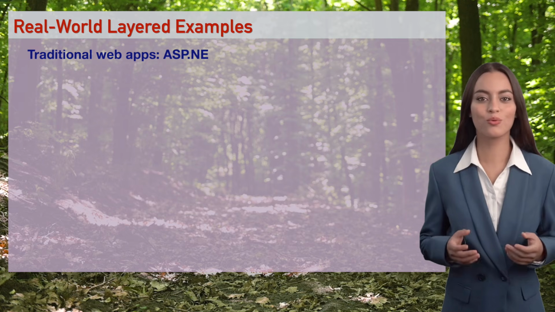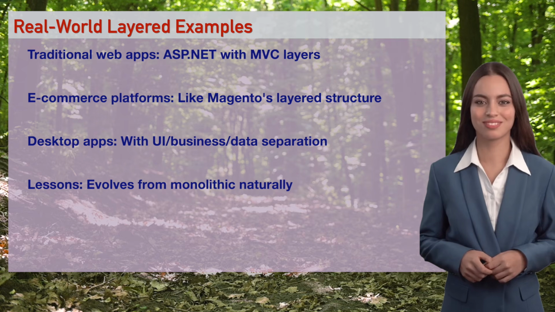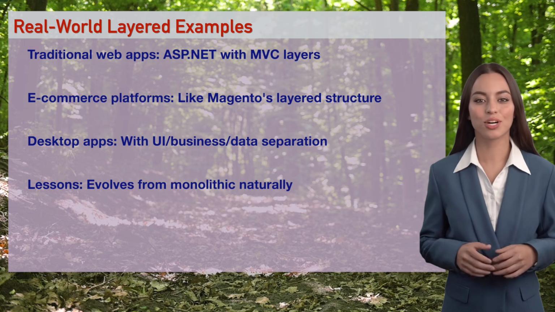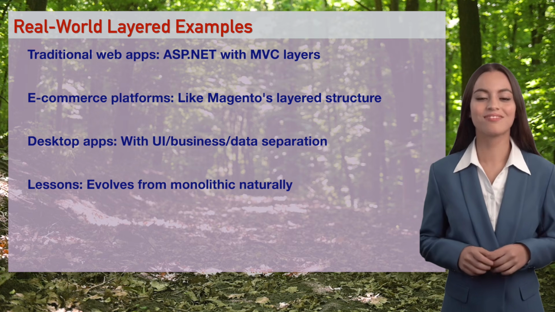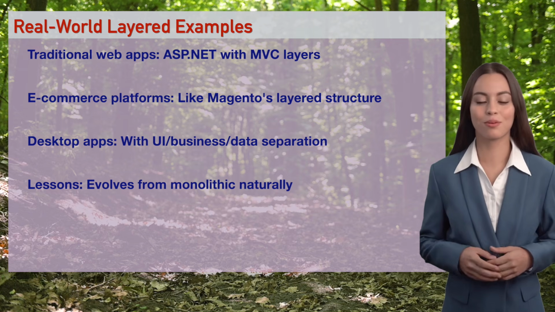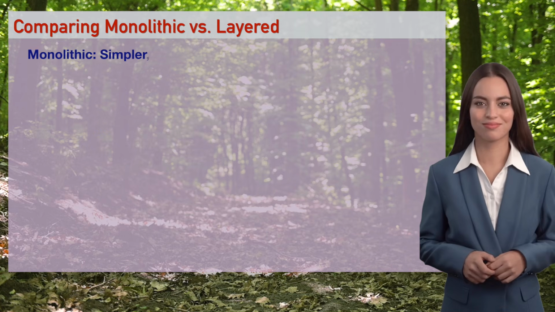Examples: traditional web apps using ASP.NET with MVC enforce layers. E-commerce like Magento uses a layered structure for flexibility. Even desktop apps often separate UI, business, and data. Lessons learned. It can evolve naturally from a monolithic base as complexity increases. Practical evolution path.